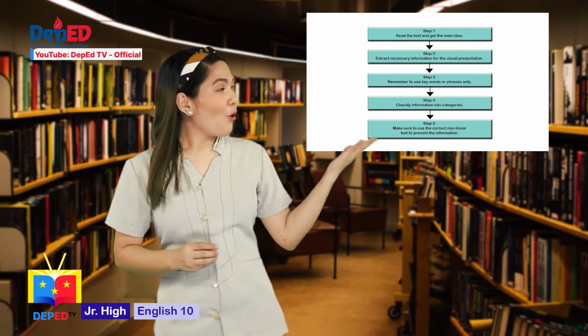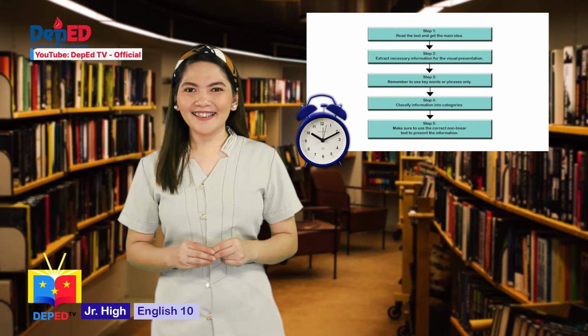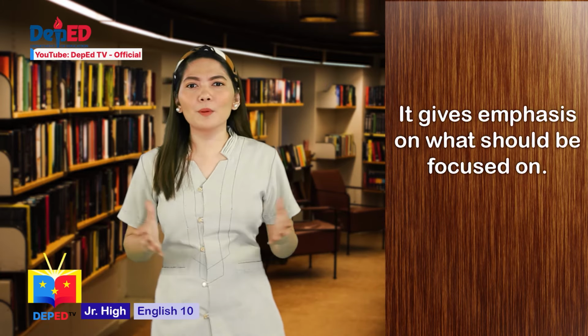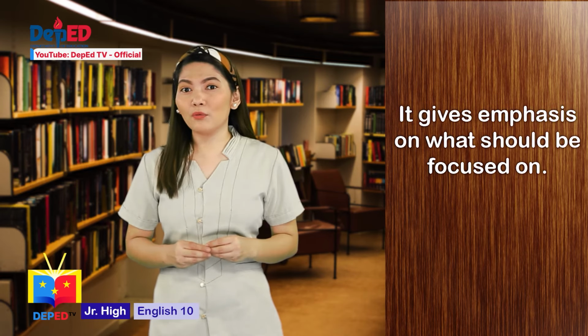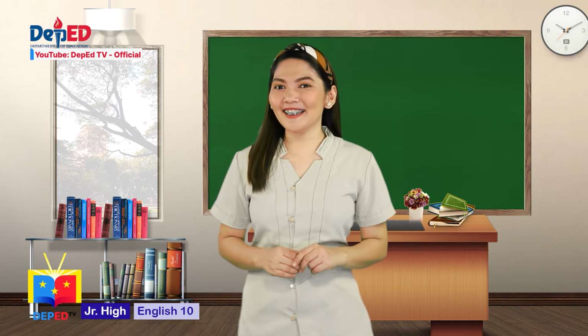Oh! What textual aid is this? Very good! This is a flow diagram because it follows steps in sequence. Knowing how to transcode a linear to nonlinear text helps us to easily understand a composition since it gives emphasis on what should be focused on. Is everything crystal clear? Great!